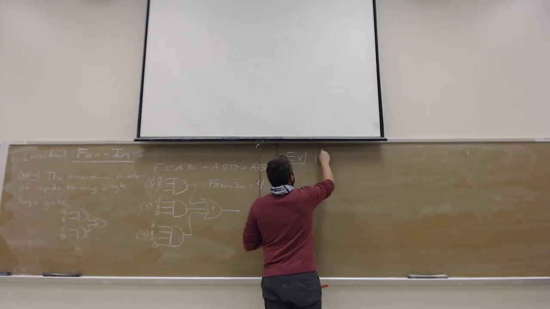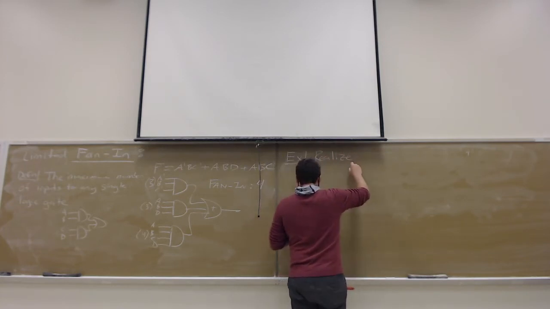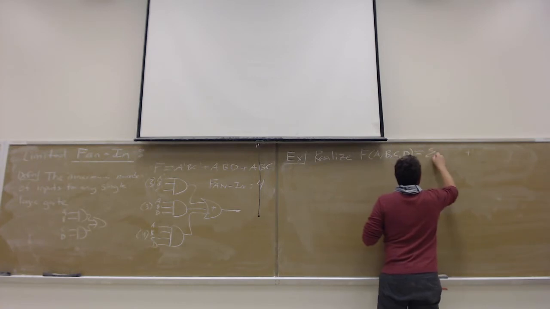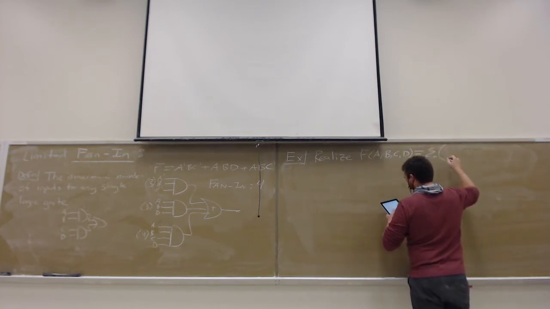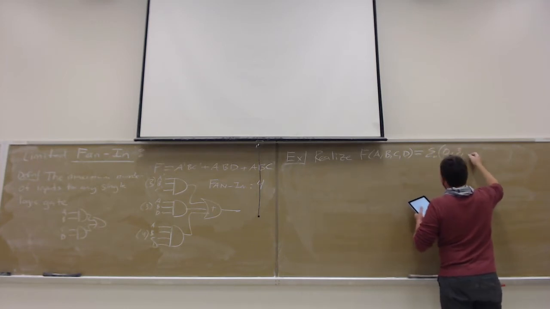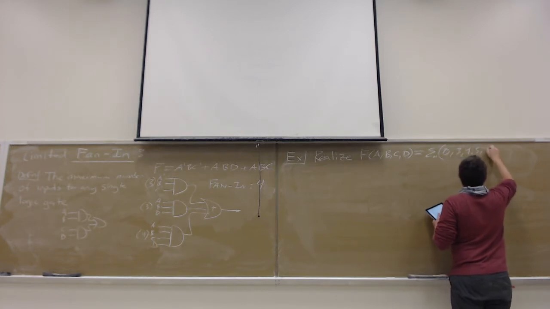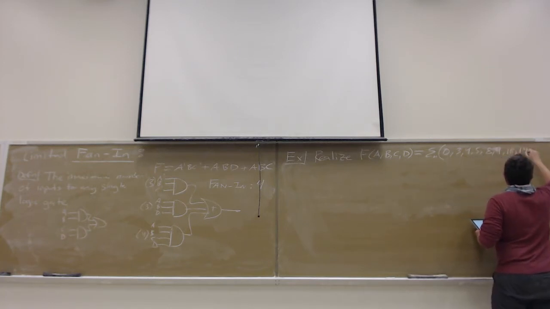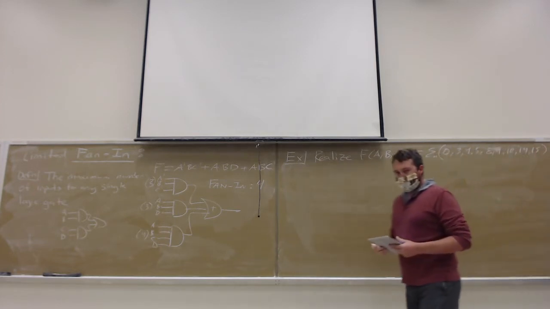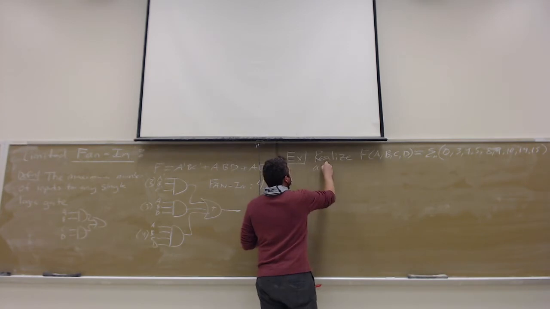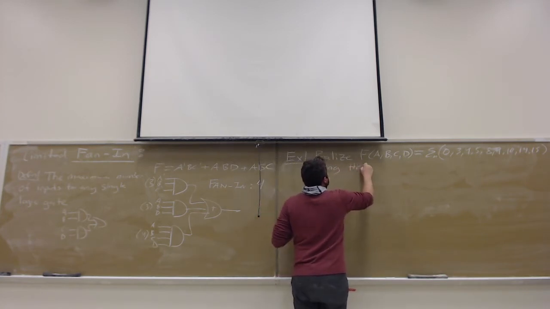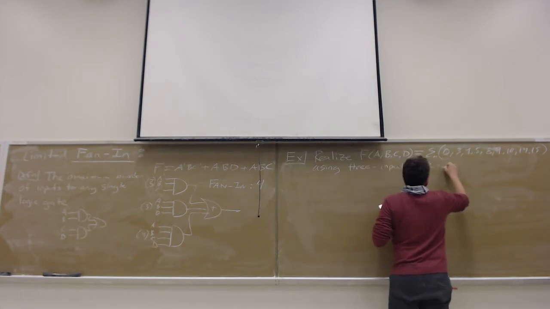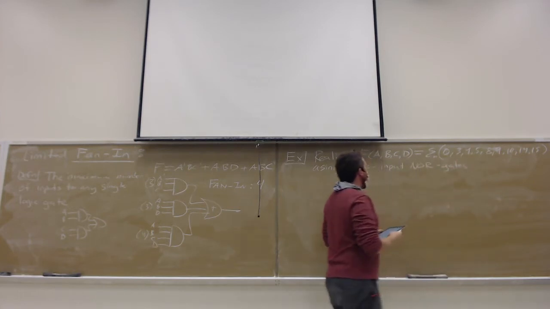So I'm going to say this. Realize that this function of A, B, C, and D is equal to the sum of minterms 0, 3, 4, 5, 8, 9, 10, 14, 15, using three input NOR gates. This is a great example because it ties in a lot of the other things that we've been working on.